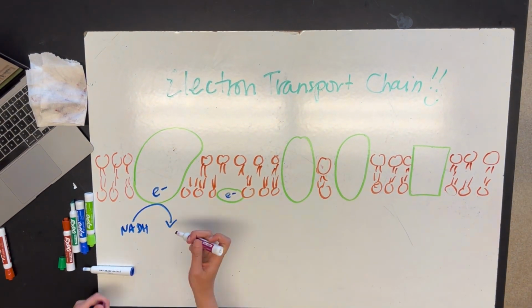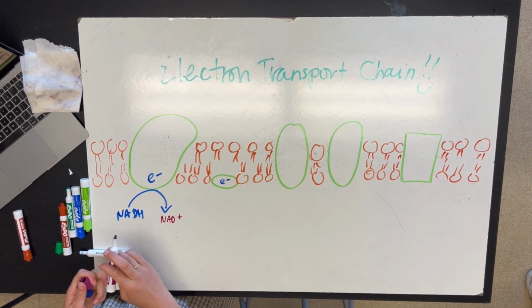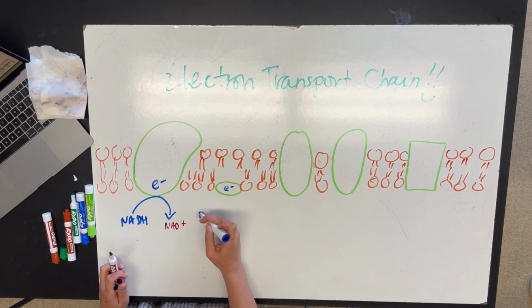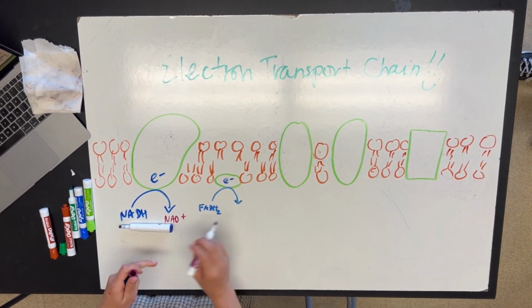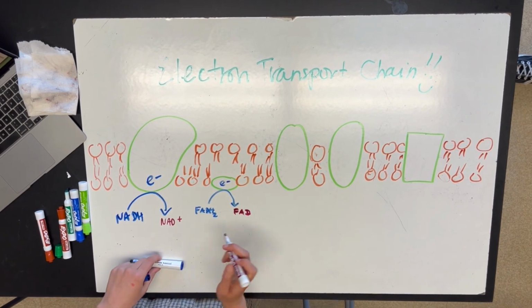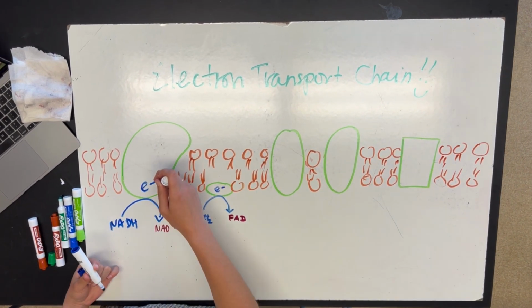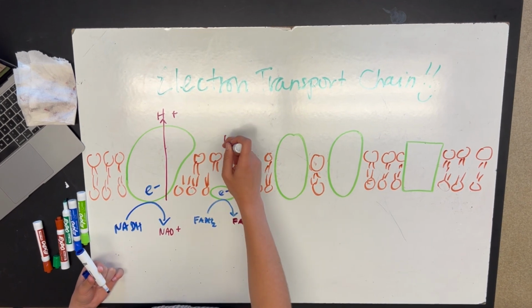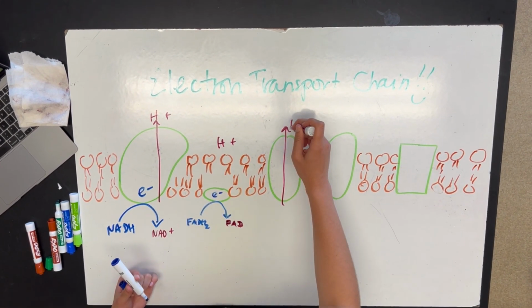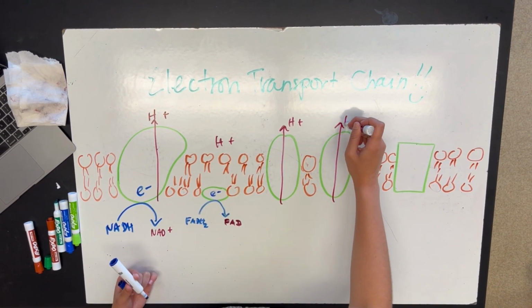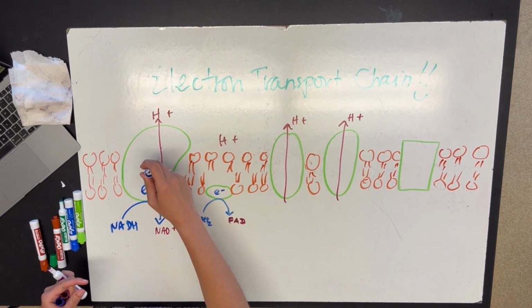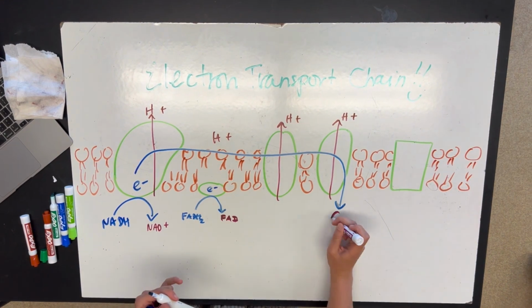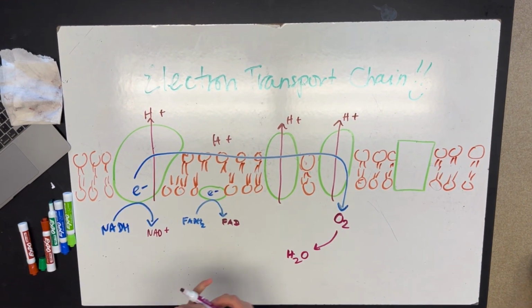First, electron donors such as NADH and FADH2 donate their electrons to the first protein complex in the chain. Second, as electrons move through the chain, they pass from one protein complex to another, gradually losing energy along the way. Third, this energy loss drives the pumping of protons from the mitochondrial matrix to the intermembrane space, creating an electrochemical gradient.